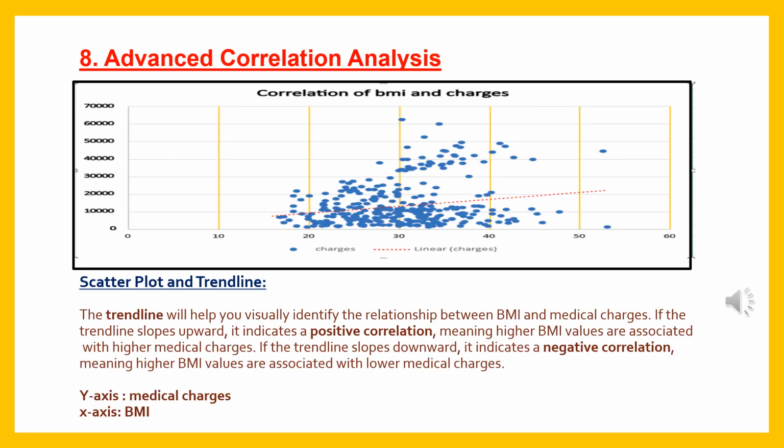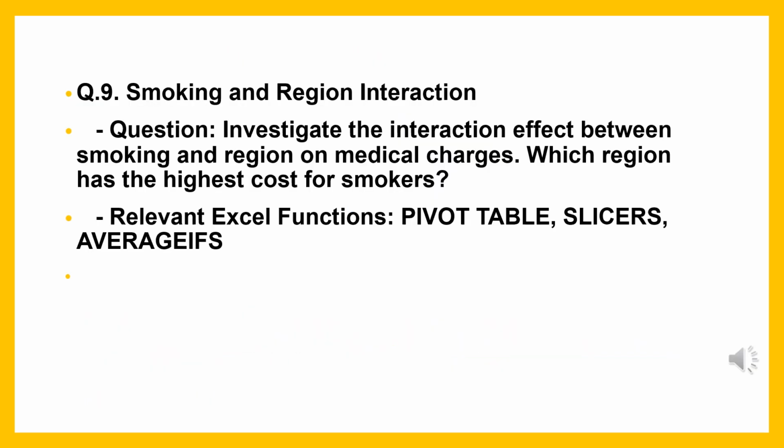Advanced correlation analysis. So I have used a scatter plot and trend line. On the y-axis I have added medical charges, and on the x-axis I have added BMI. The trend line helps to visually identify the relationship between BMI and medical charges. Here my trend line slopes upwards, which indicates a positive correlation between BMI and medical charges.